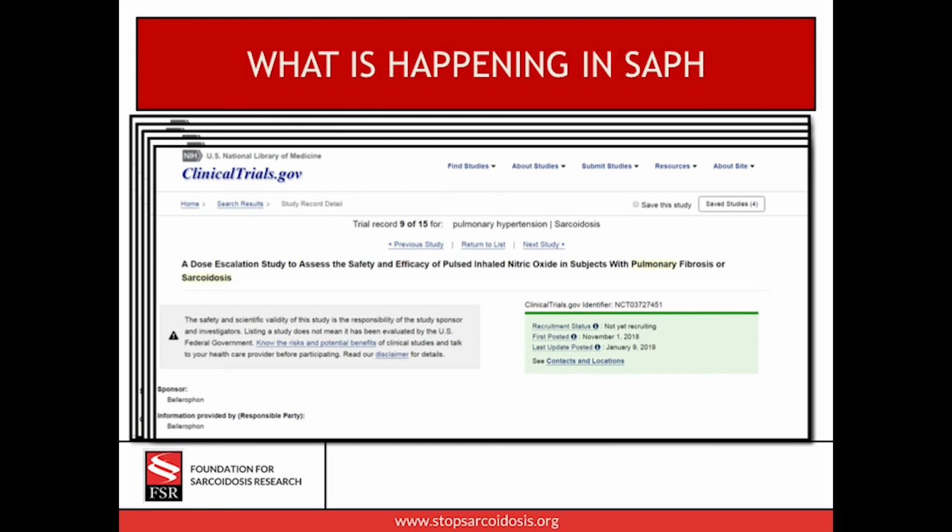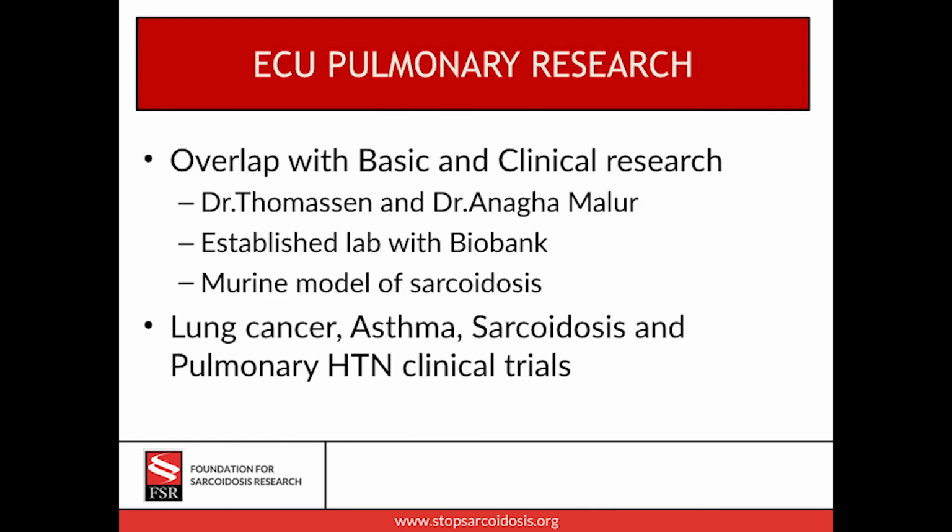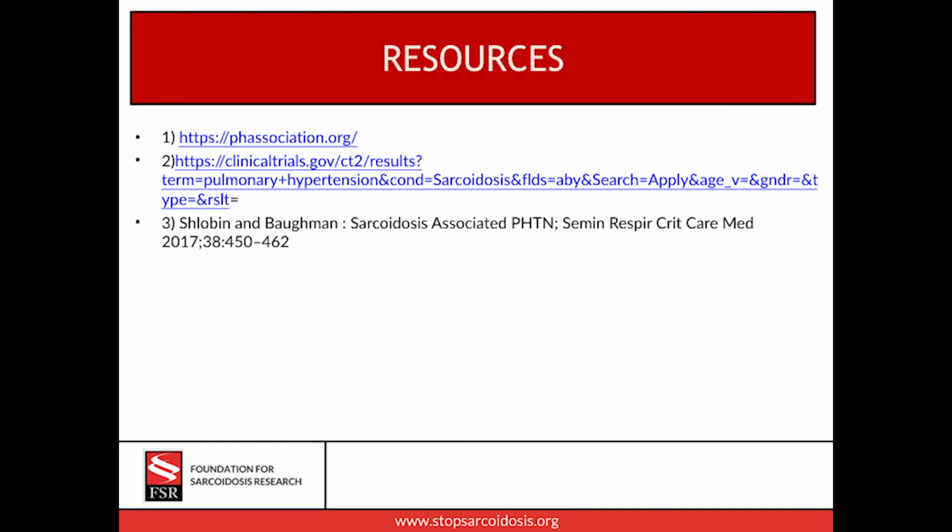And the reason I say so is there's a lot of interest. If you go to clinical trials, there is a registry and about 3 or 4 clinical trials lined up, and another pharmaceutical industry giant interested in doing research in sarcoidosis-associated pulmonary hypertension. So I think we're getting there. And this is the clinic I practice in, and at ECU, Dr. Thomason and Anaga Malur have a murine model. We try to overlap human and animal sarcoidosis models and see if we can come up with tools. So a lot of things are happening, and these are some selected resources for you if you are interested.